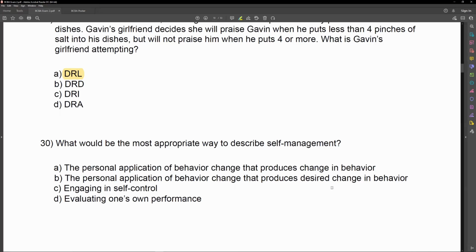Self-evaluation is D. So now we have A and B, the personal application of behavior change that produces change in behavior or a desired change in behavior. Well, B is our answer, okay? Self-management produces a desired change in behavior. If your behavior is changing, right, but it's not how you want it, are you really managing yourself? No. If you manage yourself, the change in behavior will be desired.